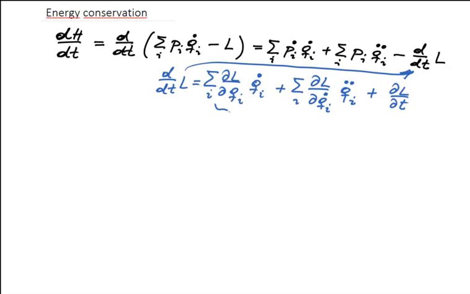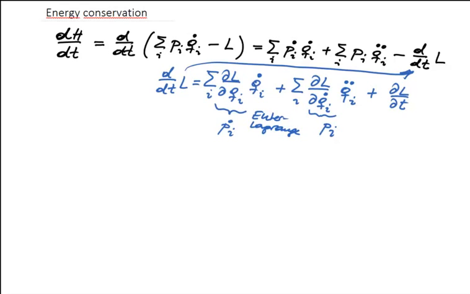The partial derivative of the Lagrange function with respect to a generalized coordinate can be expressed with the help of the Euler-Lagrange equation as the time derivative of the associated generalized momentum. The partial derivative of the Lagrange function with respect to a generalized velocity is, by definition, equal to a generalized momentum.